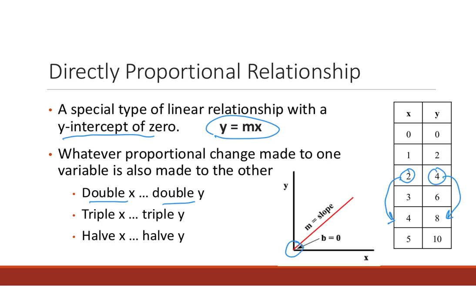Same thing goes to triple or to cut it in half, the change is proportional, and since the line is originating at that 0 point of the corner between the x and the y, we don't need the b in the formula, so it's going to originate from that 0 point and then be a straight line moving up in a positive direction from there.